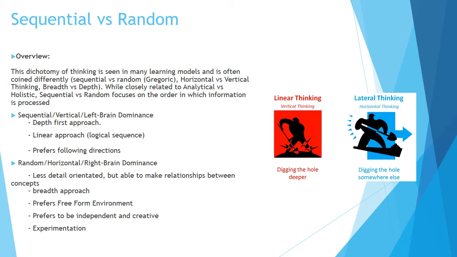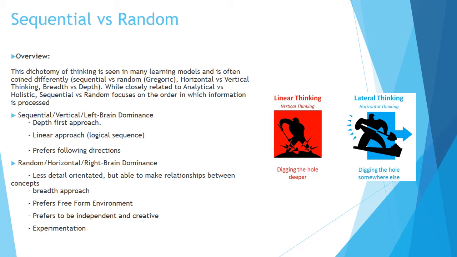Another type of processing, cognitive processing dichotomy, is sequential versus random. And again, this is discussed across so many different learning styles. And again, it's called a different pairing in very different learning styles. Sometimes it's called sequential versus random, and I'm using the Gregorc since this is the oldest instance of this dichotomy, but newer models refer to it as horizontal versus vertical thinking, or breadth versus depth search.